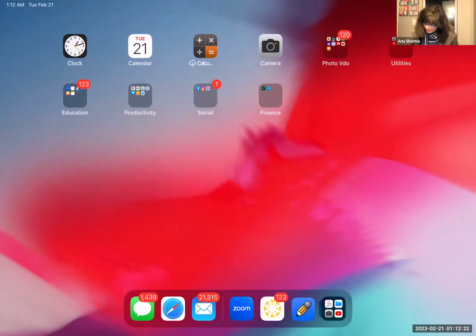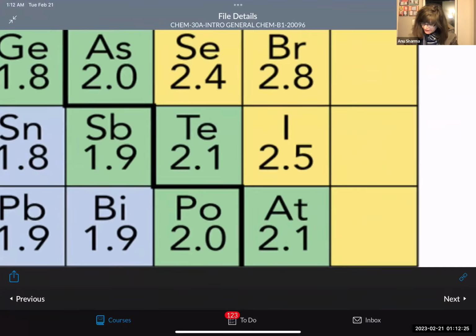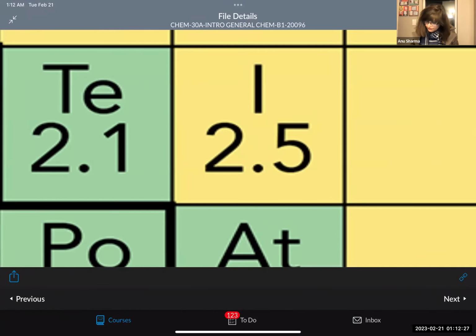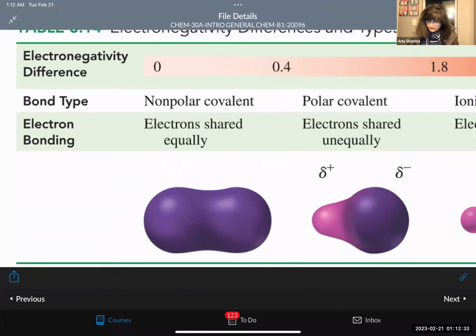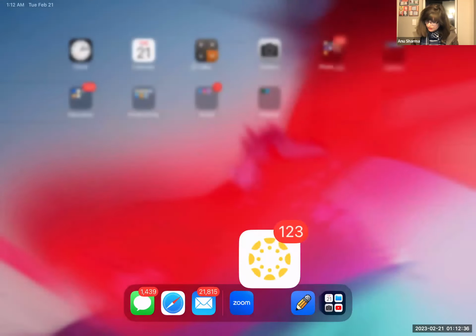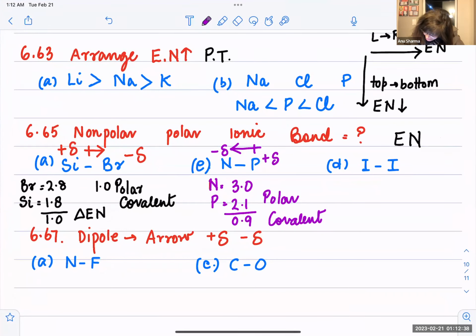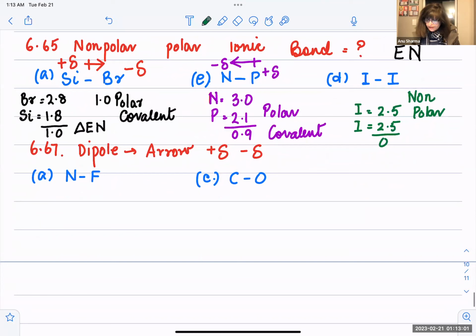Okay, let's look at iodine and iodine. The value for iodine is 2.5. So 2.5 minus 2.5 is going to be 0. So where does it go? Nonpolar covalent. The electrons are equally shared. So iodine 2.5, and the other iodine also is 2.5. So this becomes 0, and that is a nonpolar covalent bond. So that means no net polarity, no delta negative or positive charge.